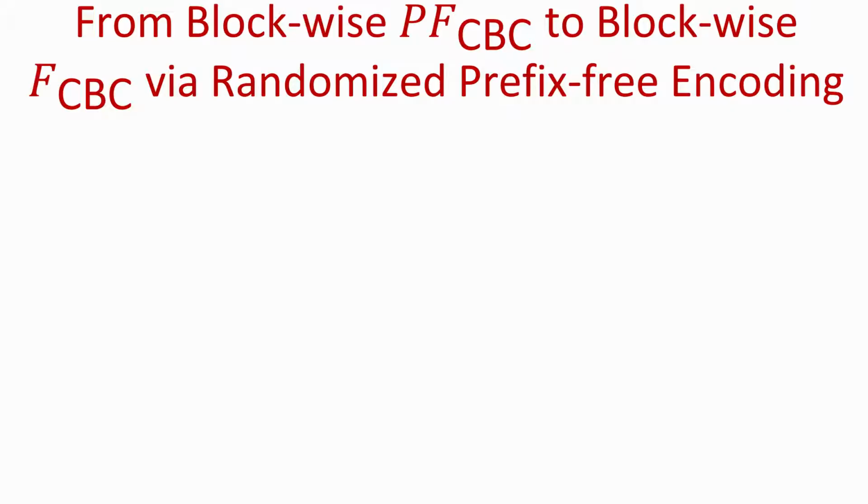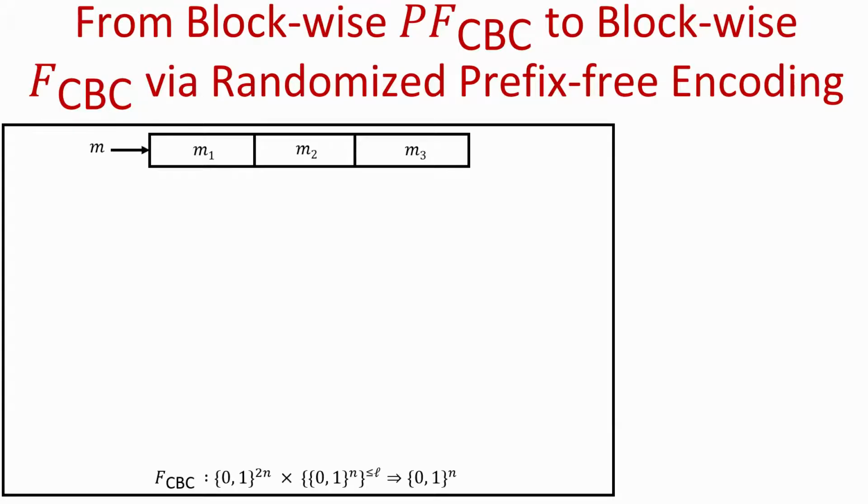So, now let us see how by using this randomized prefix free encoding we can convert a blockwise prefix free secure PRF to a blockwise fully secure PRF, and the idea is the same as we used for the case of deterministic encoding. The only difference is that instead of applying the deterministic encoding, we are going to apply the randomized encoding.